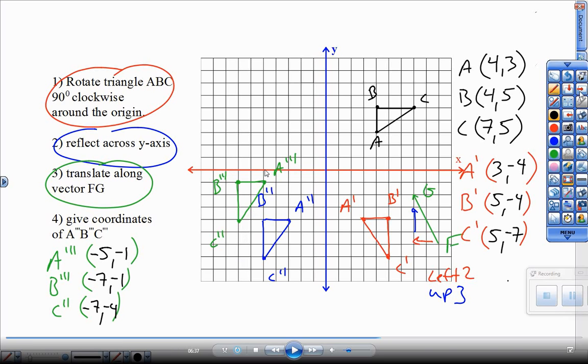A triple prime again is right here at negative 5, 0. B triple prime is negative 7, 0. And C triple prime is negative 7, negative 3. Make sure you fix that. The third word is grass.